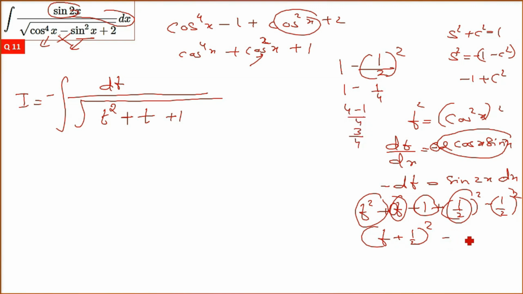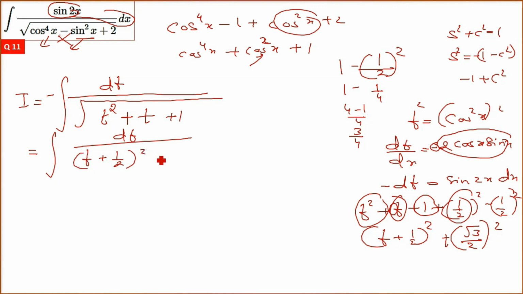And in order to write it in the form of a square, it will be root 3 by 2 whole square. It will be plus, there is a slight change here because 1 minus 1 by 2 whole square will be in plus. So let me write it now, dt by, because I am writing it in the formula which was made as a perfect square: t plus half whole square plus root 3 by 2 whole square. And this whole is under root, negative is already outside.